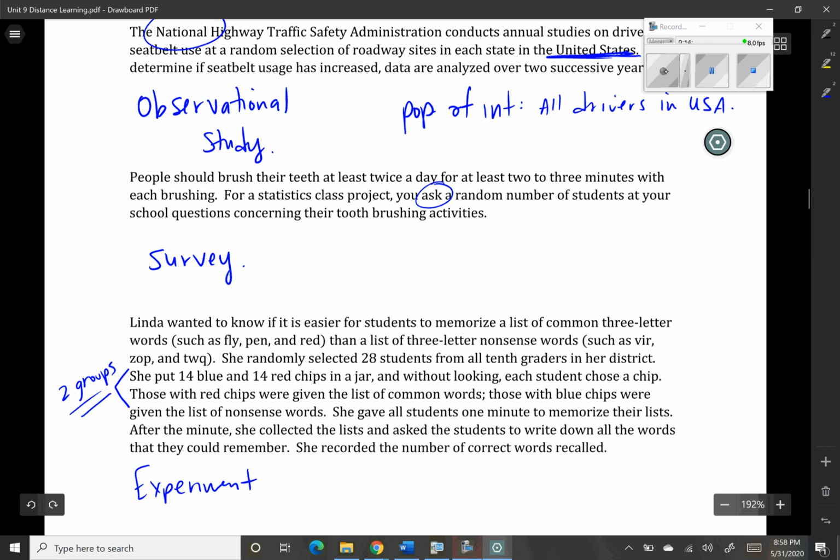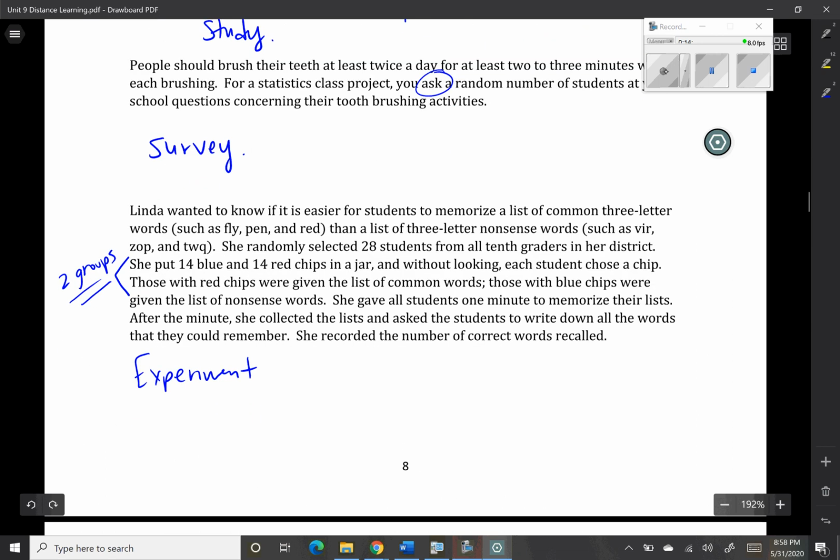The next one is a ton of words. Hopefully you actually read through the whole thing here. I know it's a big paragraph. Sometimes the stats problems are a lot of words. But basically the gist of this question is this teacher wants to know if memorizing words depends on whether or not they're words or not.